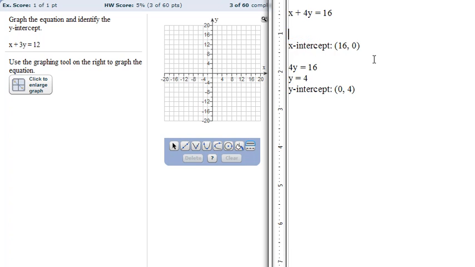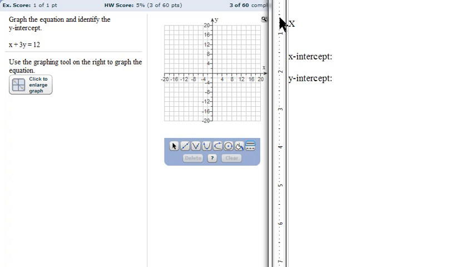Let's see. Delete all this stuff. Our new equation here is x plus 3y equals 12. I would substitute for the x-intercept again. Y is 0, so all this part goes away. I just have x equals 12. So my point there would be 12, 0.